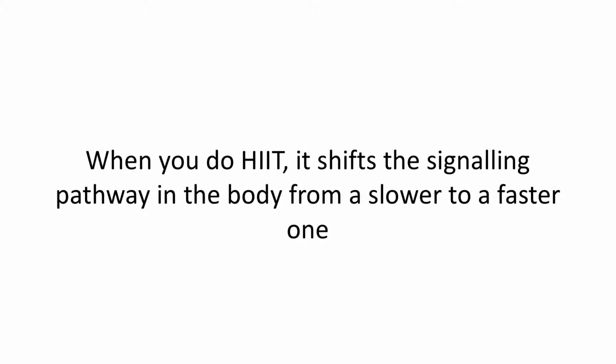When you do HIIT, it shifts the signaling pathway in the body from a slower to a faster one. For breakdown of nutrients and extraction of energy from them, the mitochondria are activated through a switch in the body called PGCA. During high-intensity exercises, the signaling pathway for activation of this switch is a faster one. As a result of that, the enzyme's activity is enhanced and the mitochondrial density is also increased.